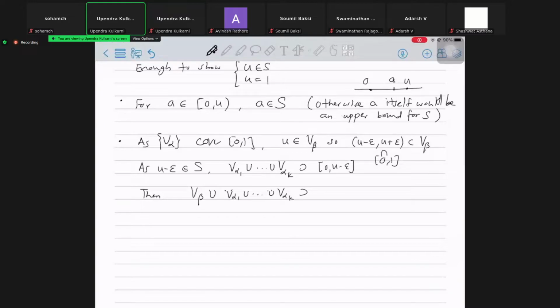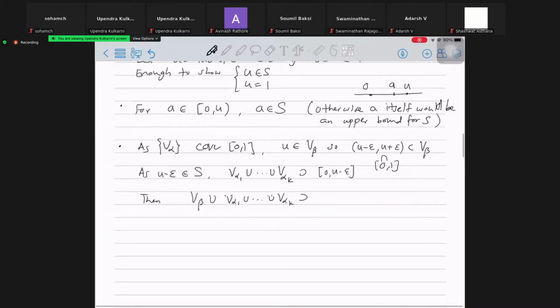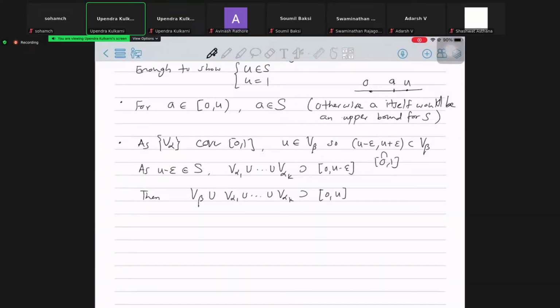Notice the earlier union has taken me all the way up to U minus epsilon and including U minus epsilon. Now V beta allows me to take over from U minus epsilon onwards. The U minus epsilon itself is taken care of earlier. So this will contain what? That's a closed interval 0 to U. So in fact, closed interval from 0 to U. So this is good.